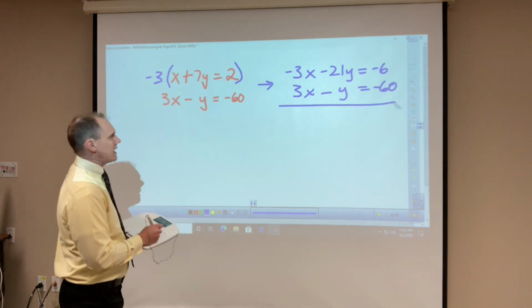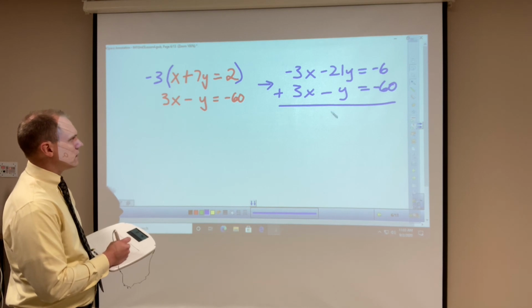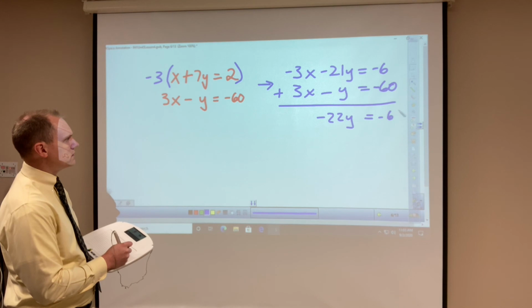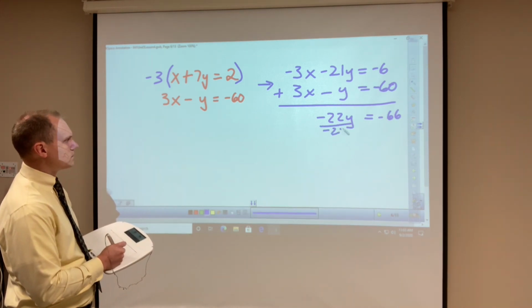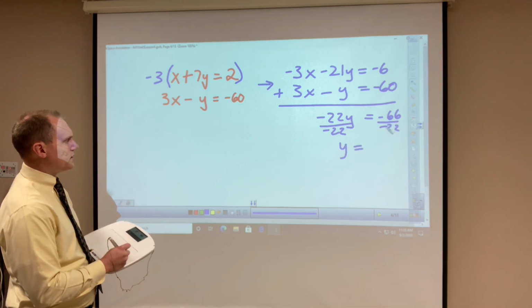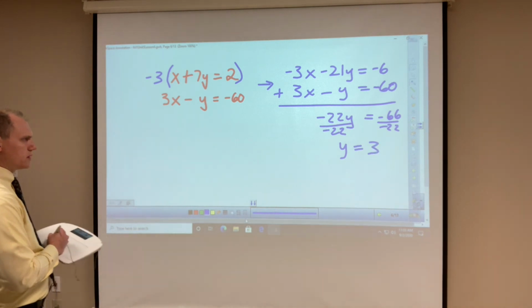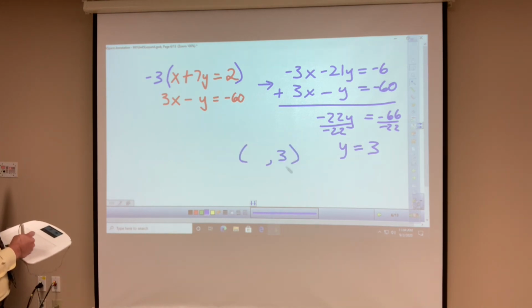All right, now we can add these two equations together. We're going to get 0x here, negative 22y, and negative 66. So when we divide by negative 22, let's see, 3 negative 22's go into negative 66. So it'll be y equals 3. All right, so we know that our point is something, comma, 3.